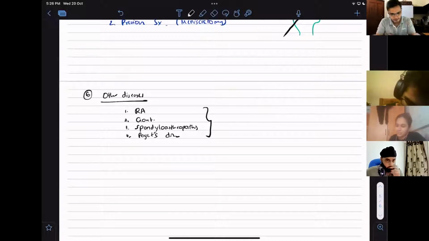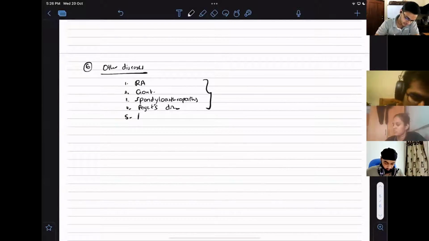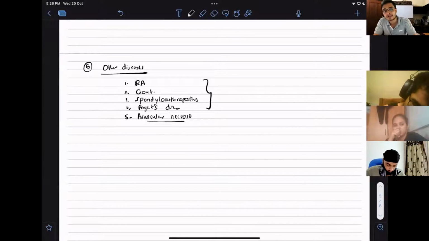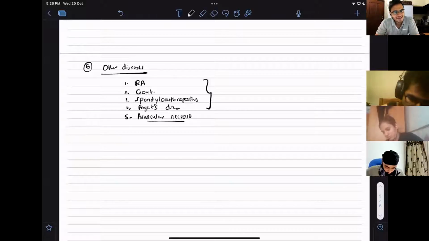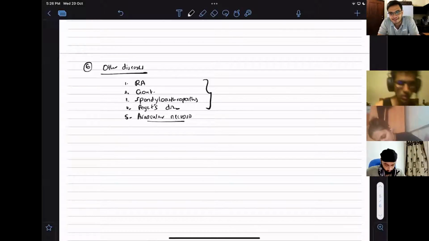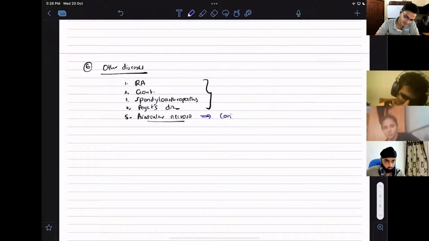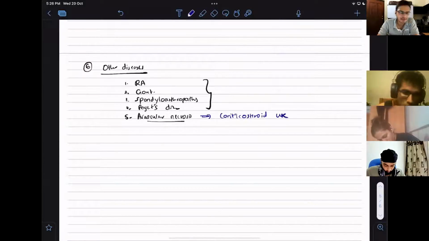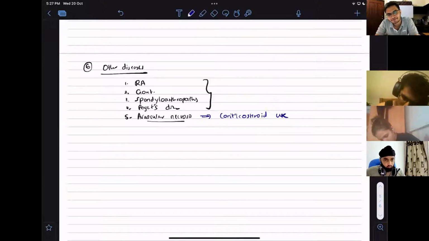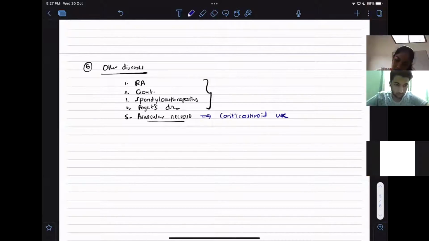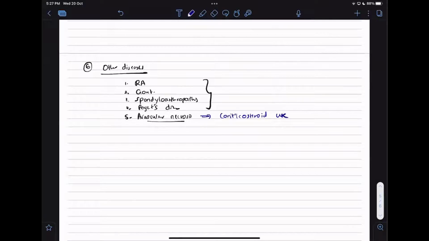Then there's another one, guys, avascular necrosis. I'm talking about avascular necrosis in adults. What drug is related with this? Very commonly used. Yeah, excellent, right? Excellent. Corticosteroid use. Why? Why do corticosteroids do this?